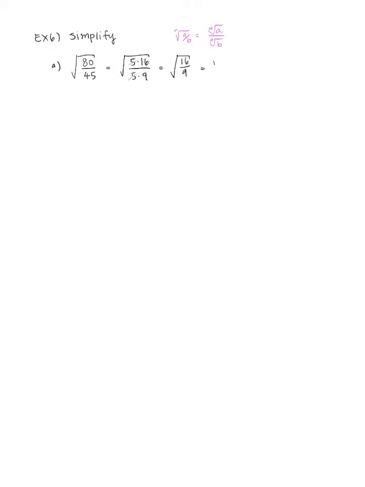So now let's split them up. Square root of 16, square root of 9. So square root of 9 is 3. Square root of 16 is 4. So the answer is going to be 4/3 or 1 and 1/3. Just going to box both of them for the answer. And let's look at the next one.